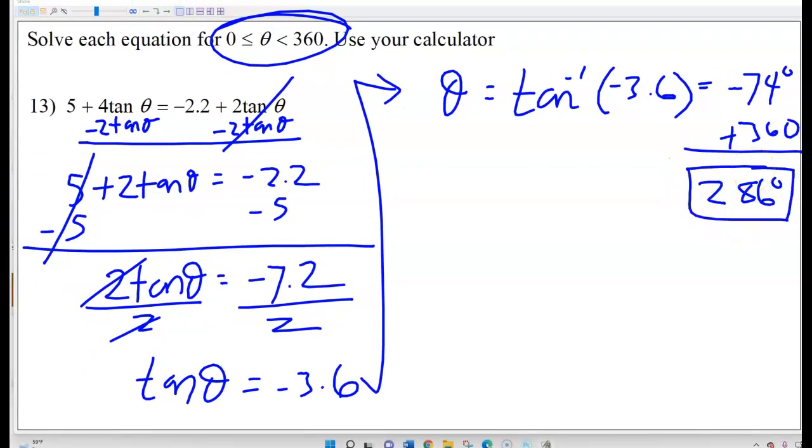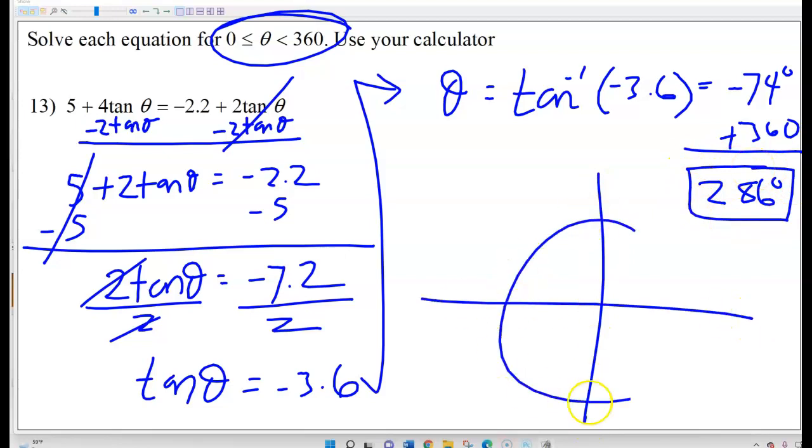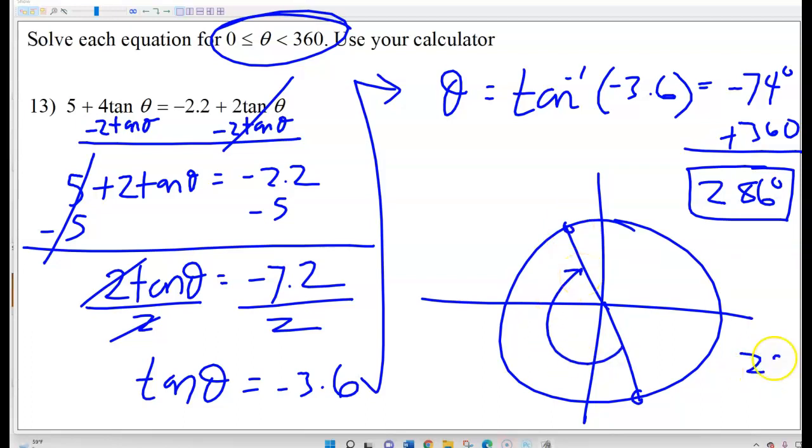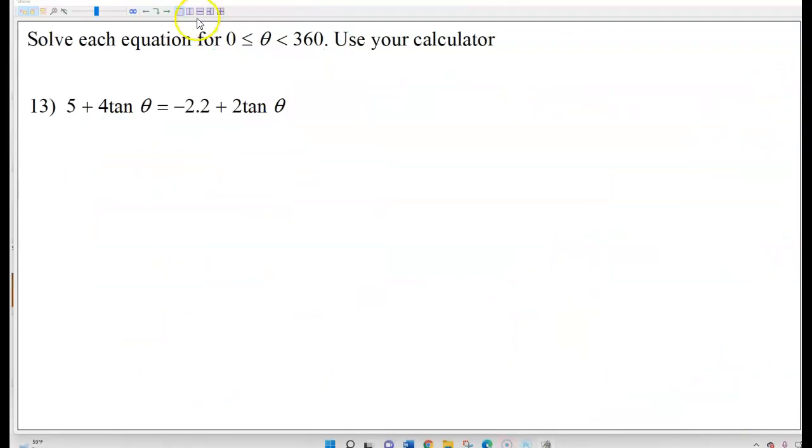There's my first answer. And then 286 is located somewhere like down here. For tangent, the symmetrical answers are diagonal to it. So what I'm going to be doing is subtracting 180 from 286 to find the second answer, which is about 106. So there's our two answers for that particular problem. Moving along.